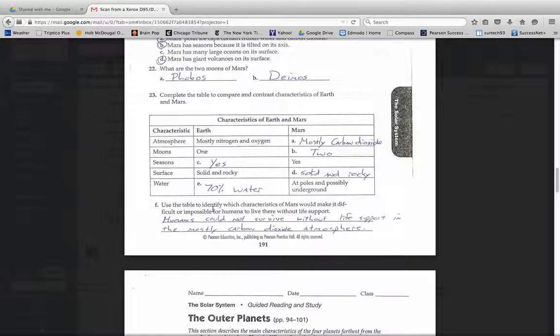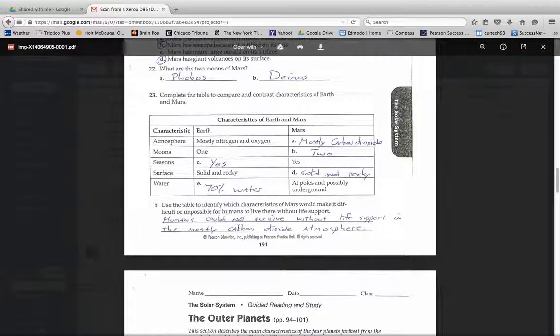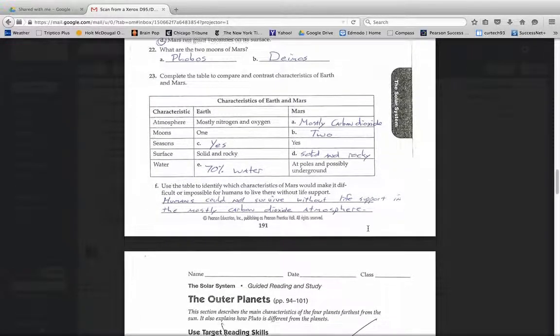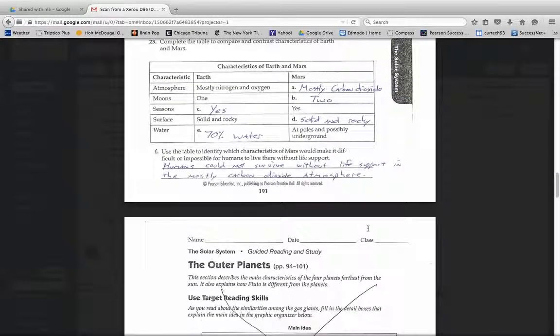And F, because we talk a lot about going to Mars and starting a colony on Mars, that would be kind of like the next big science exploration, space exploration, would be getting humans to Mars. The challenges are that humans could not survive without life support in the mostly carbon dioxide atmosphere. We'd also have to find usable water, so there's a lot of drawbacks, but I'm guessing hopefully we can make it work. It'd be pretty exciting.